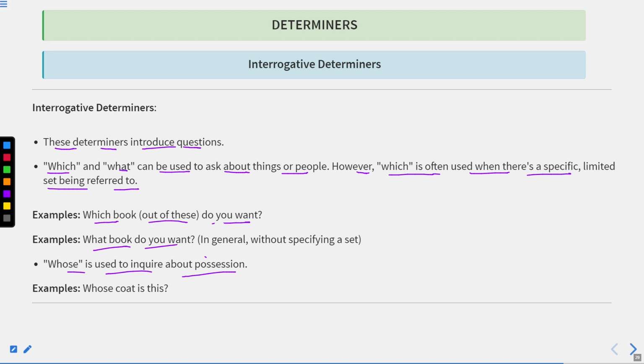Whose is used to inquire about possession. Example: whose coat is this? So whose is asking about the possession, or the owner of this coat.